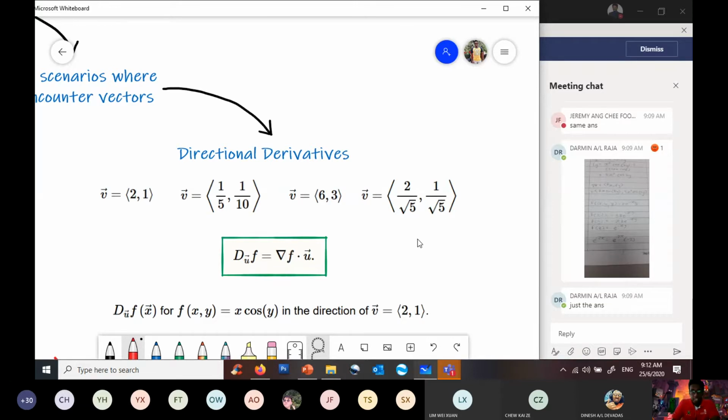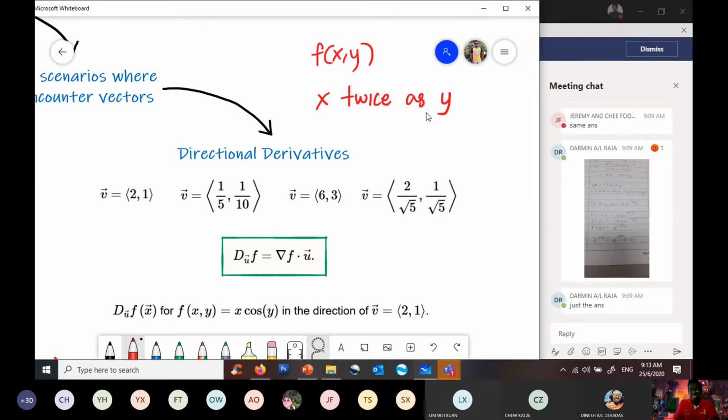Let's say I have a function f, and I want to ask you, what is the rate of change of that function if I want to change both x and y such that I want x to change twice as much as y? This is my question. I want x and y both to change, but in what pattern? I want x to change twice as much as y.